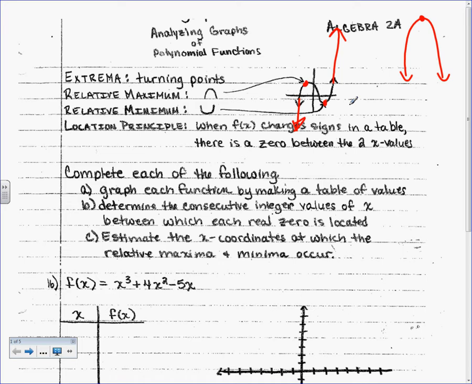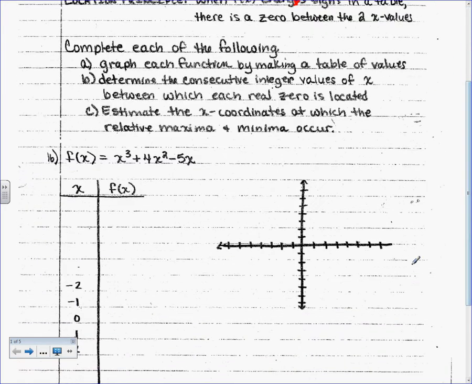Okay. And then location principle, we've talked about this before. When your y value changes signs in a table, it means that it must have crossed the x-axis somewhere. So before this chapter, we said it was in between -1 and 0, and then we figured out better ways to do it later. Same thing today. We're going to be kind of guessing, not really a good way to do it, but that's just how I get you started. So after this section, you learn more accurate, quicker, better methods, but we just have to start somewhere.